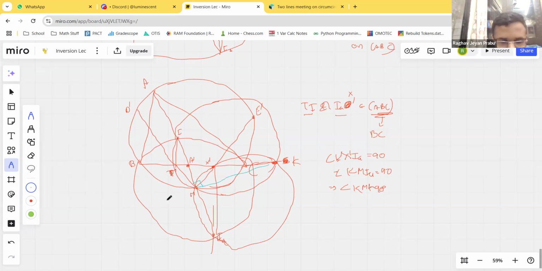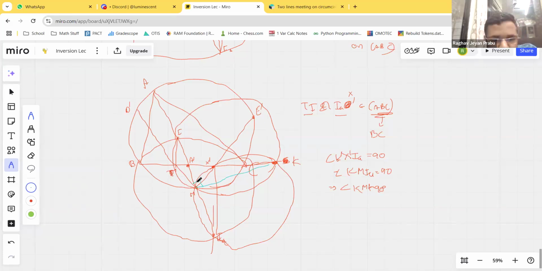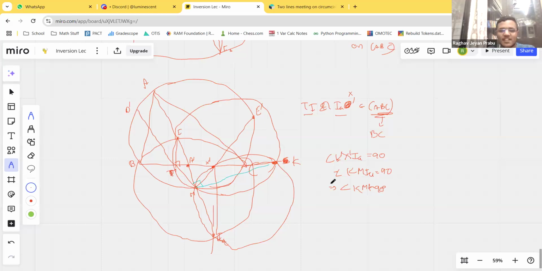So I have this angle to be 90 degrees. Now what I wish to show is that K lies on MT'I, right? Does anyone see the finish now? Yes. Cool, can you finish it? Yes, so then it's just angle IMK is equal to 90 degrees and ITK is equal to 90 degrees, so they're concyclic. Great. So this is essentially done, right?